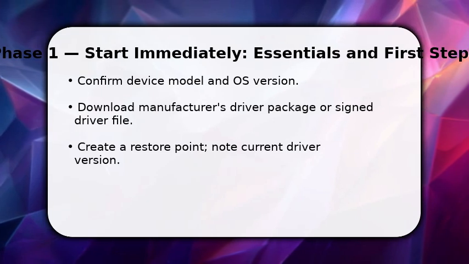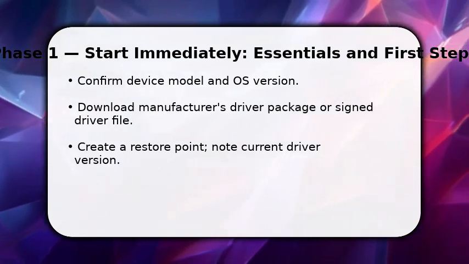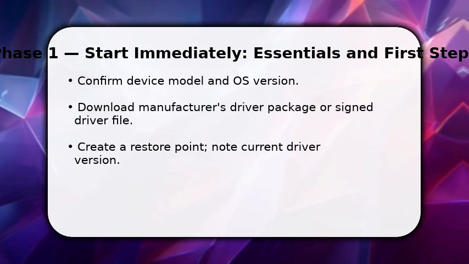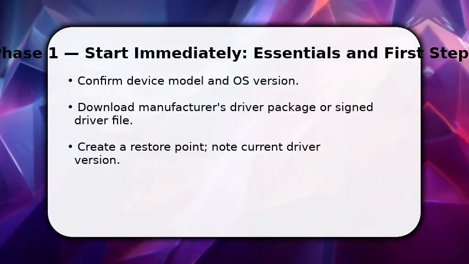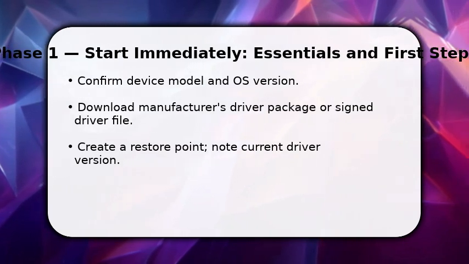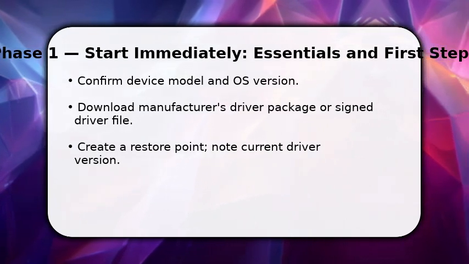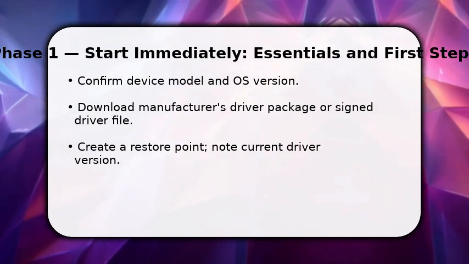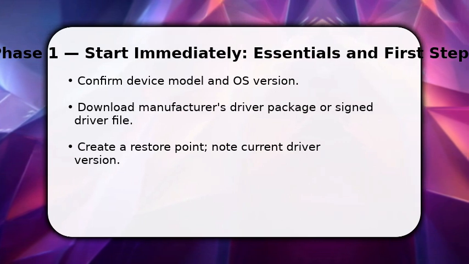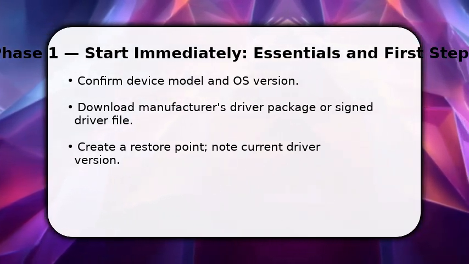You begin by confirming the exact device model and your operating system version so you get the matching driver. Once done, download the manufacturer's signed driver package. Never use unsigned files. Make a system restore point now so you can roll back if needed. Next, close apps that might use the device and note the current driver version in Device Manager. This immediate preparation avoids compatibility issues and saves time when you install the new driver.